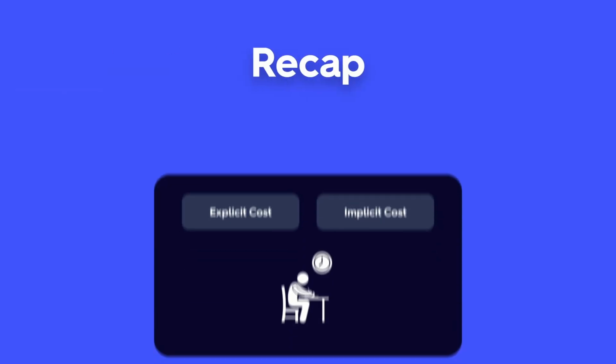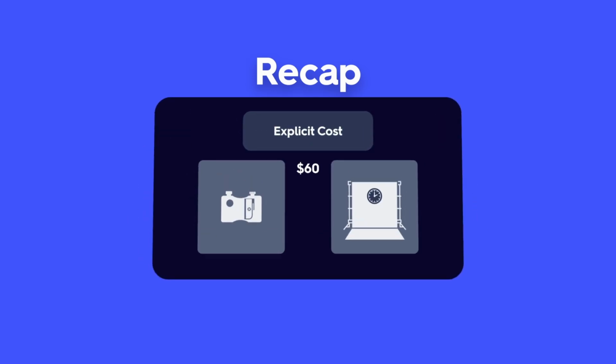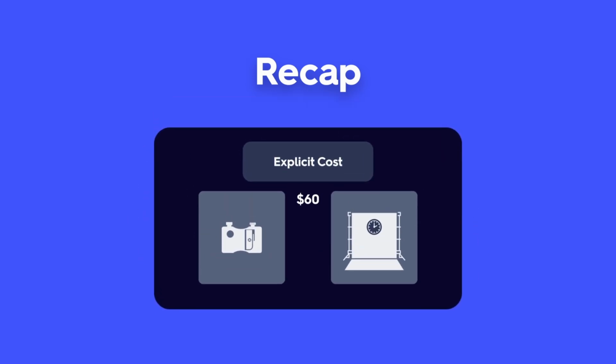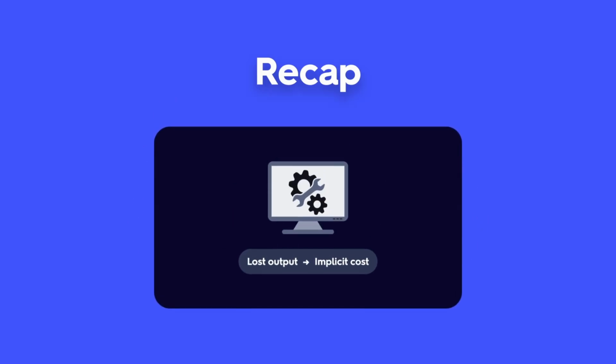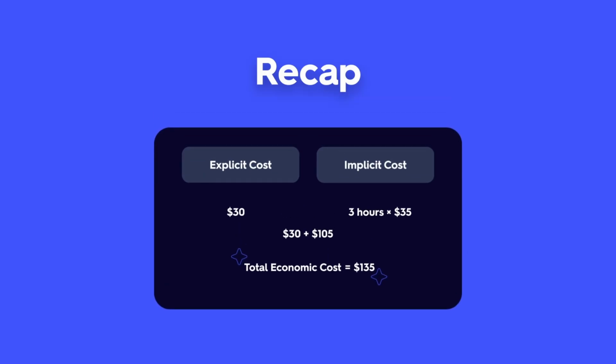To recap, economic cost includes both what you pay and what you give up. Explicit costs are cash payments or trades with clear market value. Implicit costs are the value of your next best alternative. Add them together to get the total economic cost.